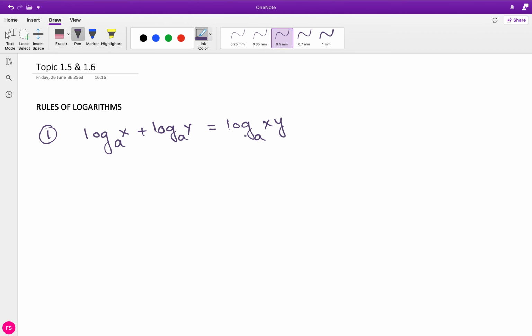The key is that it has to be of the same base. You can only multiply the terms when you have the same base. Let me show you an example.